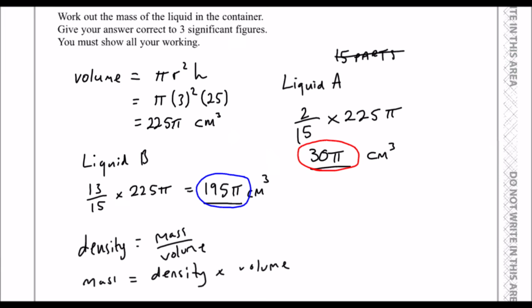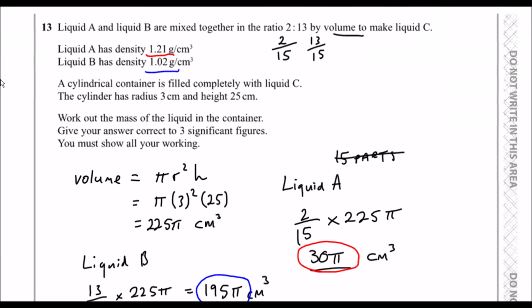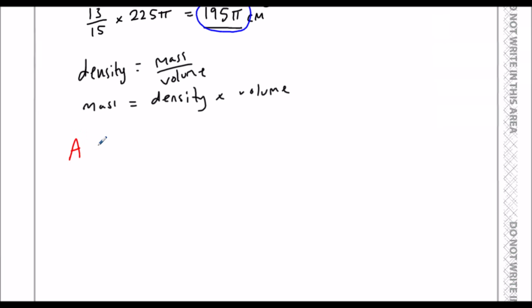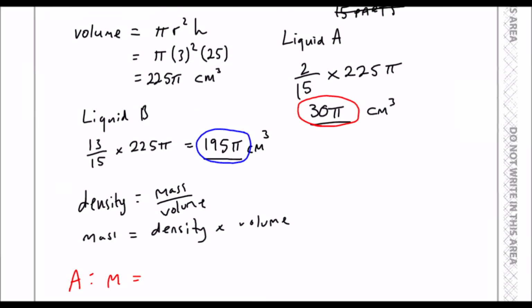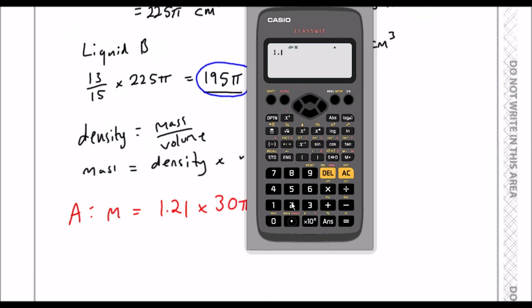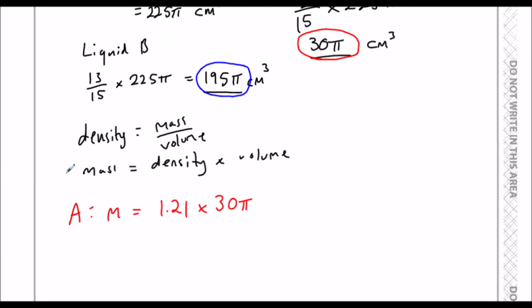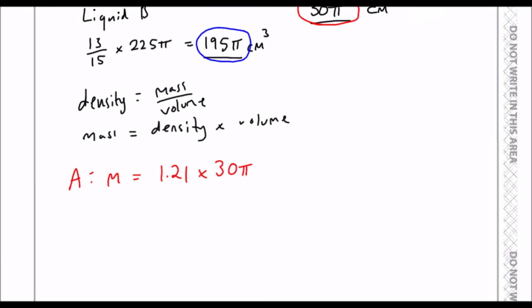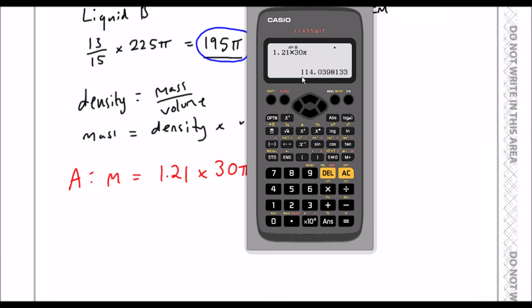So for A, mass is density 1.21 times volume 30 pi. 1.21 times 30 pi is 114. Give your answer to 3 significant figures. Let's do 114.04.